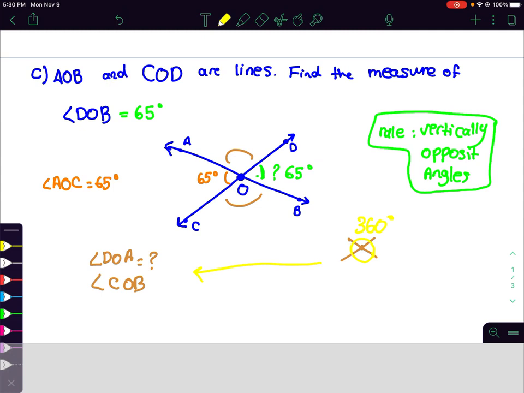So knowing this rule, how are you going to solve for the angle DOA or COB? Now we learned how to apply the rules that we learned from the last video. Now I would suggest you do the questions on pages 95, 96 and 97.